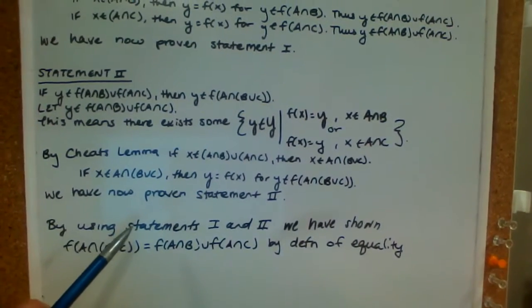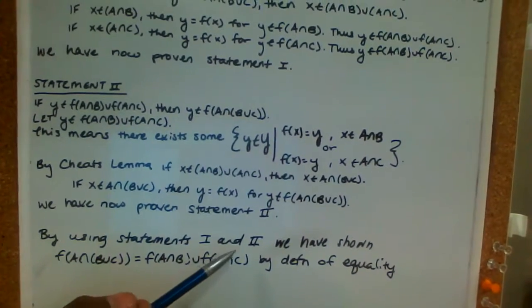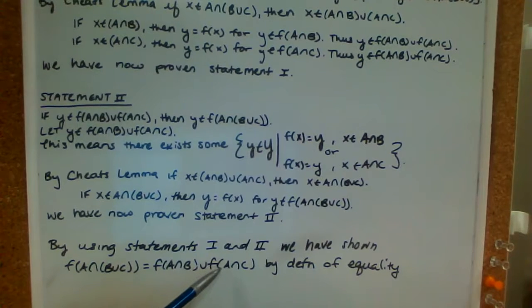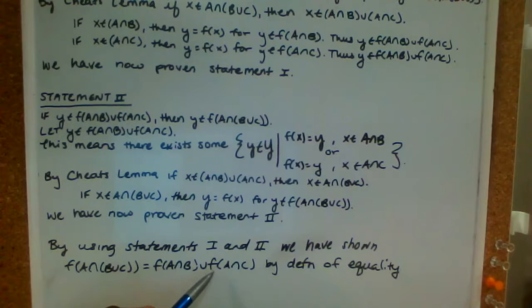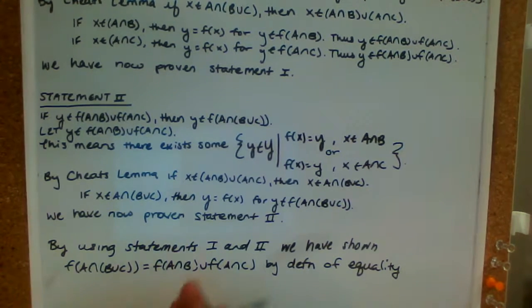By using statements 1 and 2, we have shown that f(A ∩ (B ∪ C)) is equal to f(A ∩ B) ∪ f(A ∩ C) by the definition of equality.